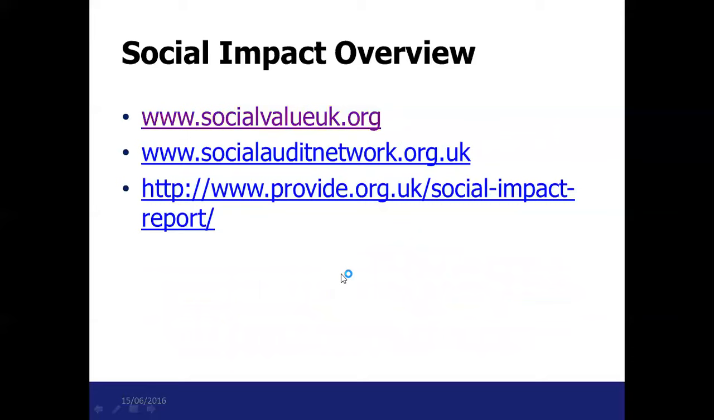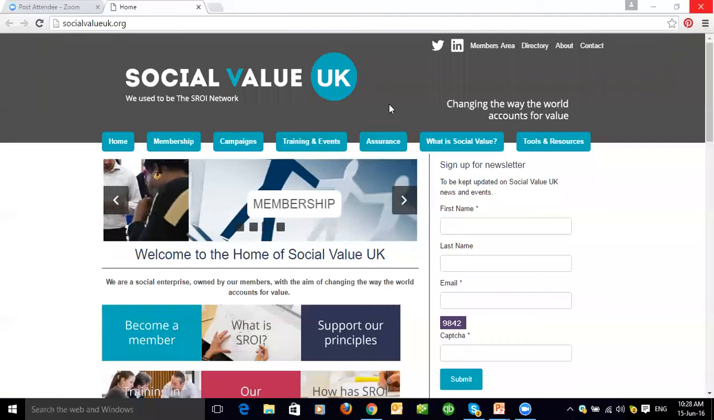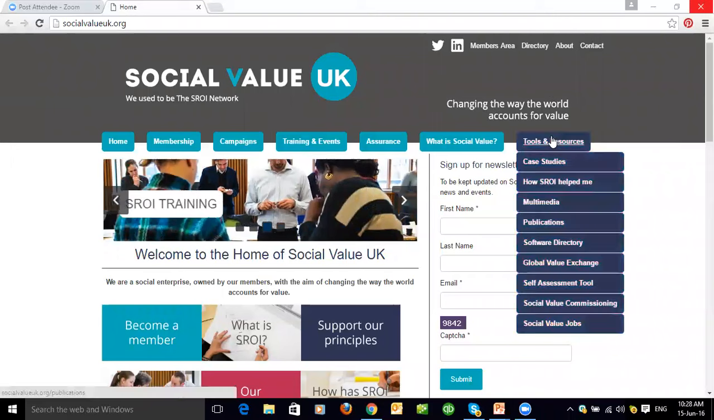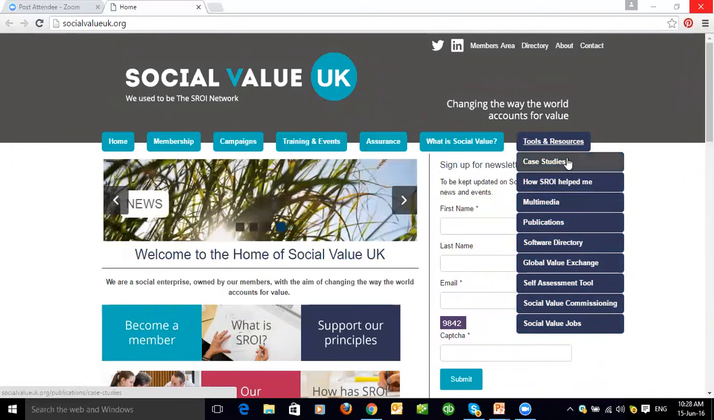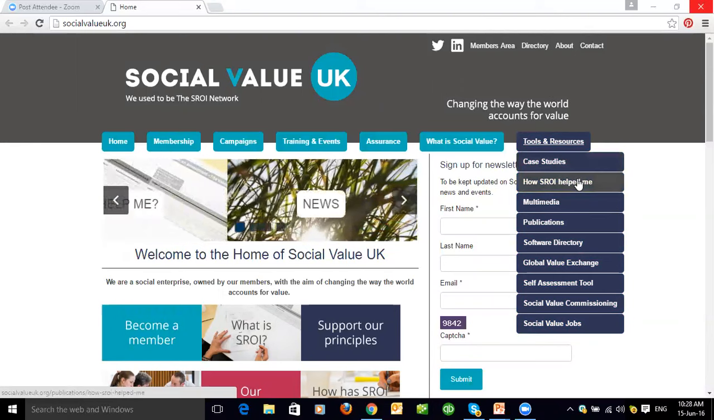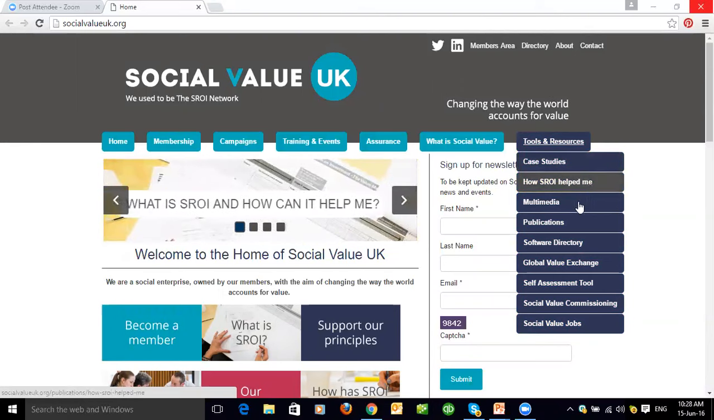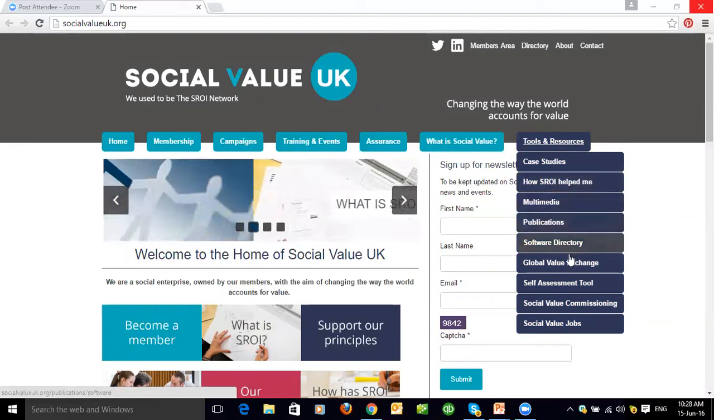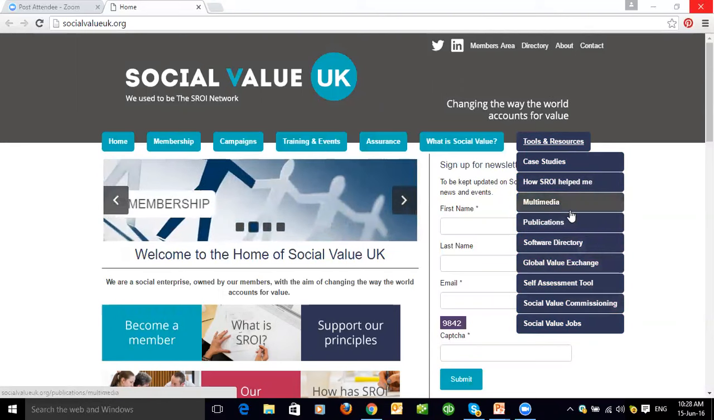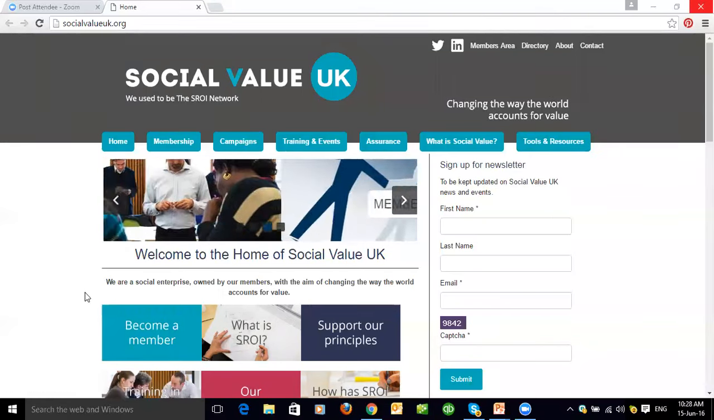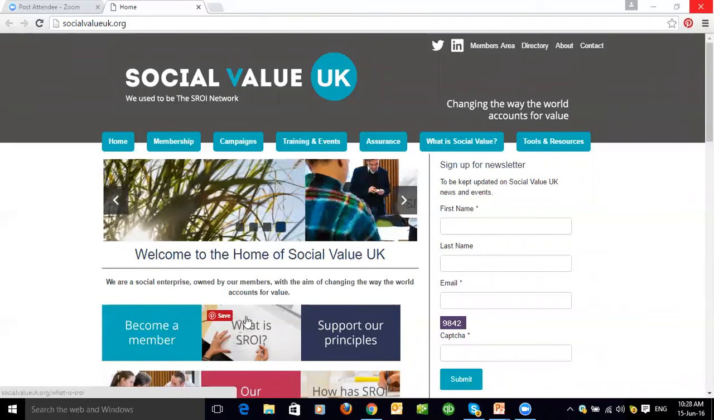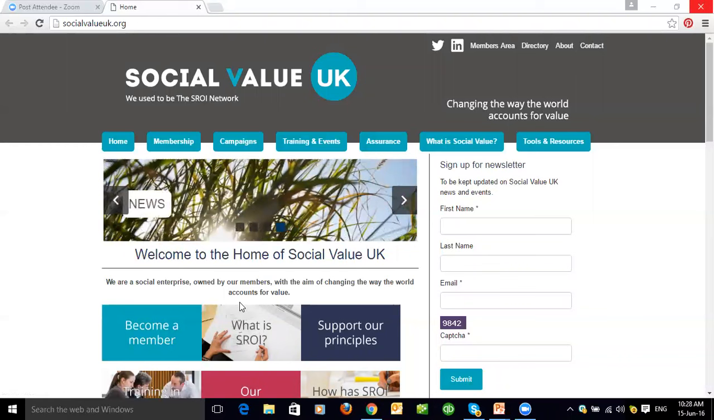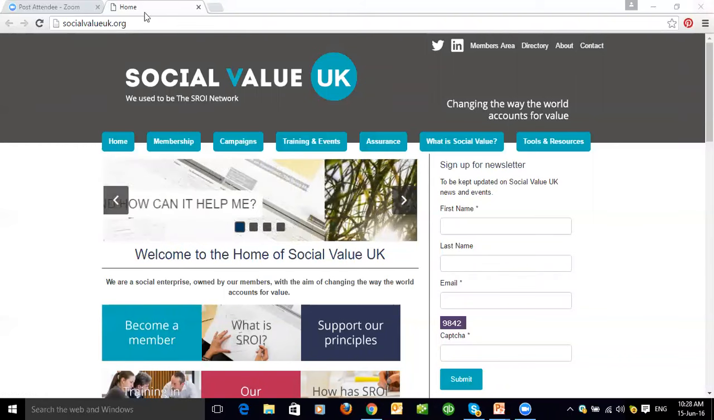So let's just do a screen share over here. Over on the right hand side, they have these tools and resources where you can look at some case studies. You can see what social return on investment is. There's some publications, and there's all different bits of information. They've also got a section around what is social return on investment, so people can really look and see what is involved in those things.